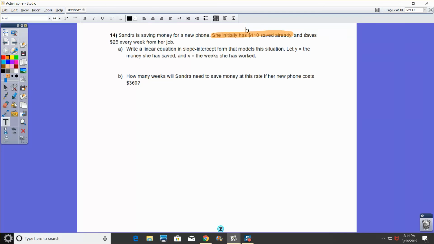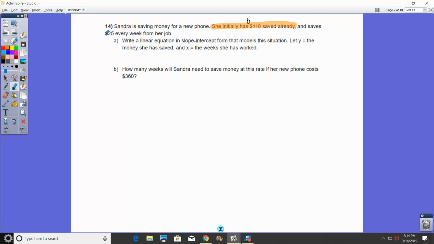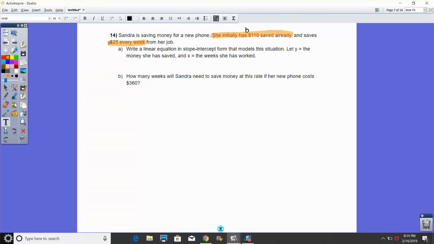Now, she saves $25 every week. You have to look for those key words. When you see something that's going to happen at a consistent amount of time or a consistent rate, most of the time that's your m, your slope. So in this case, our slope is 25 and our b is 110. So the situational equation is y equals 25x plus 110. If she hasn't saved any money yet from her job, that's 0 weeks, 25 times 0, and we're just left with 110. So it makes sense.